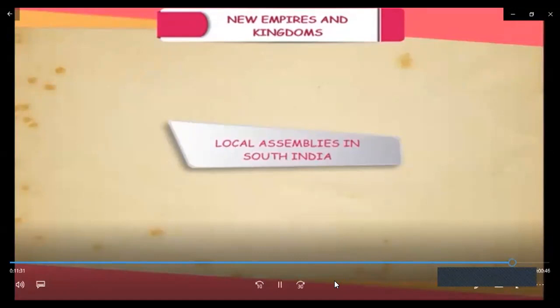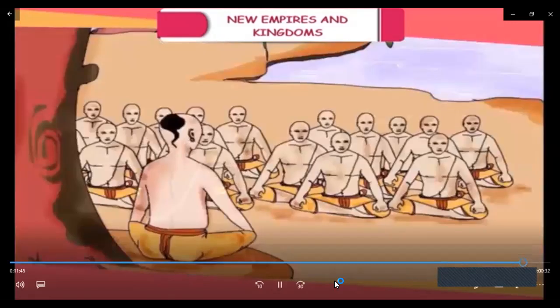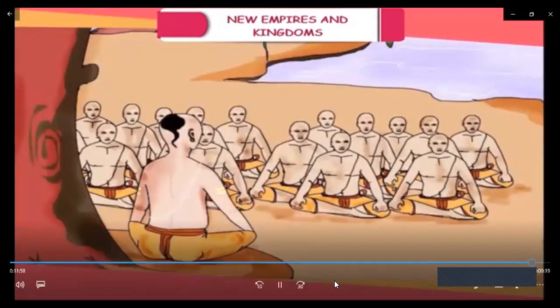Local assemblies in South India. Under the Pallavas, local administration was controlled by three kinds of assemblies. A village assembly, which included all classes of people who owned land within the village, was called Ur. A Sabha was a Brahmin assembly found in villages where all the land was owned by Brahmins. In a similar manner, there was an organization of merchants known as Nagaram.